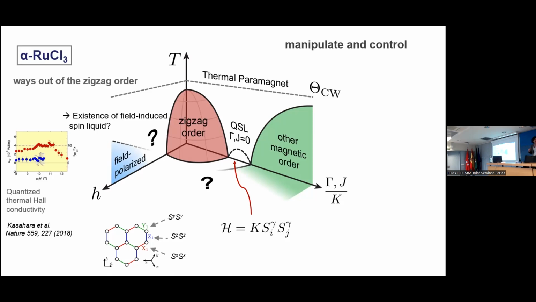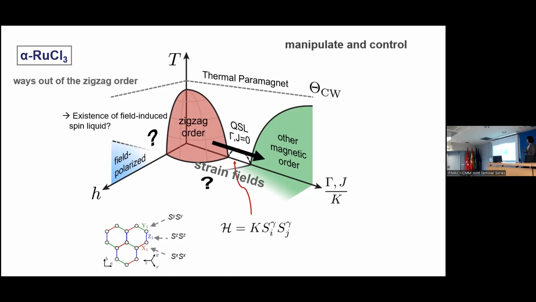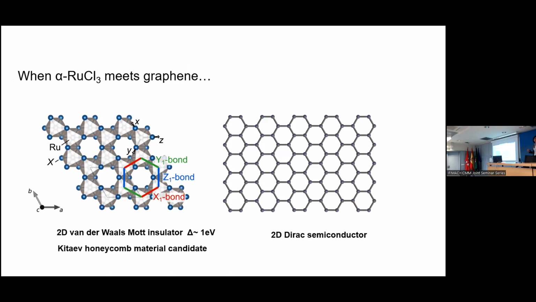What I'm going to do is another way of manipulating, by applying a strain field. So you apply pressure, you apply a strain, and then you manipulate these magnetic interactions, and you can get rid of what you don't want and enhance what you want, which is the Kitaev interaction. So this is now what I'm going to do in my last 3 minutes.